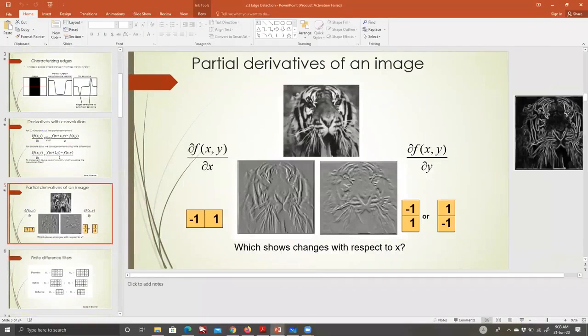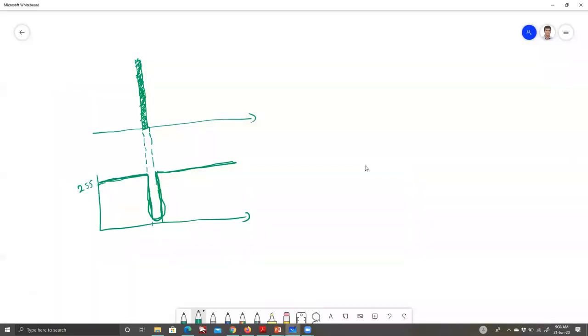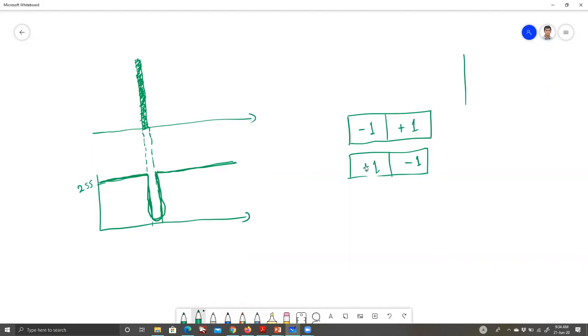So x-axis basically means that if you are going in the x direction, there should be an immediate shift. To show an immediate shift, I try something like this. It can come in both varieties; it doesn't have to be just one. This kind of filter will show you immediate changes on the x-axis. And if you wanted to manage the y-axis, you should come up with this kind of filter, +1 first, then -1.